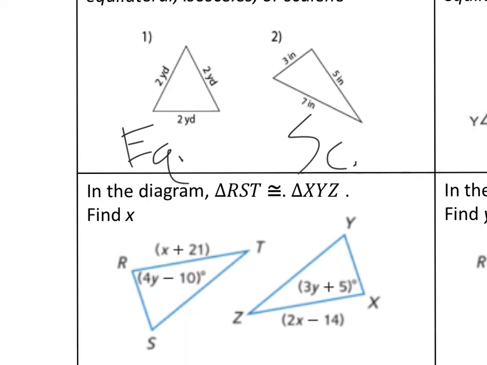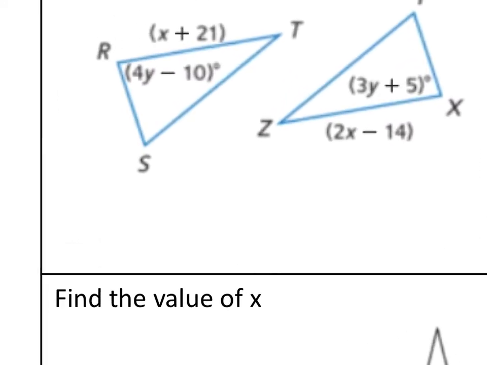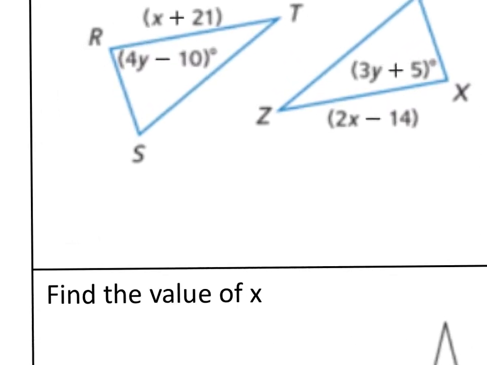Alright. In the diagram, triangle RST is congruent to triangle XYZ. Find X. There it is. That's a joke. So this is where you have to use your congruent parts, corresponding parts of congruent triangles. So if these are congruent, then set this equal to this. And we're also going to find y. It should say find x and y. But so I'll zoom in. There's not much room on this at all, is there?